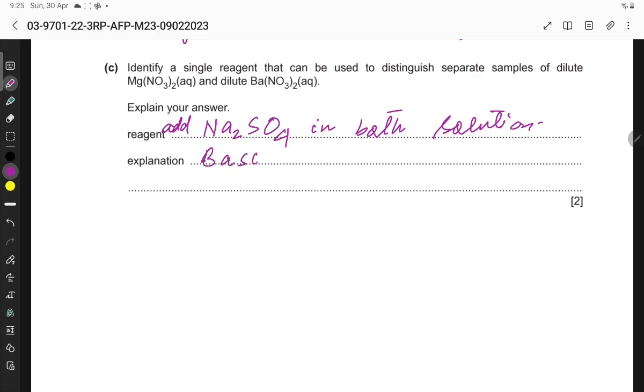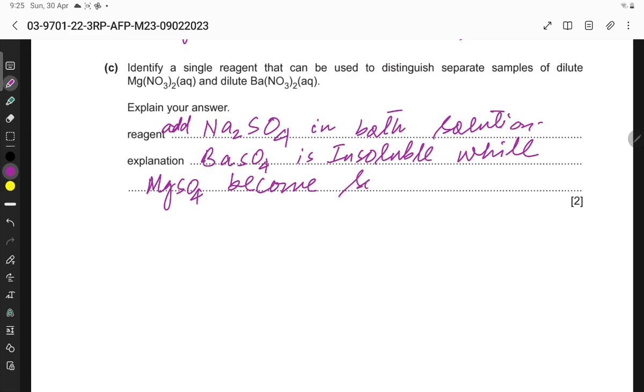Barium sulfate is insoluble, while magnesium sulfate is soluble. You can add sulfuric acid as well.